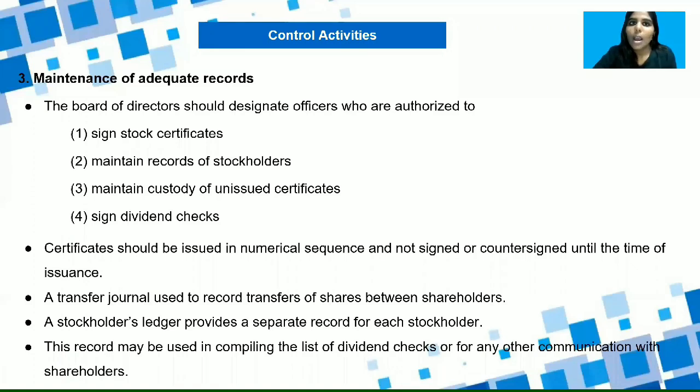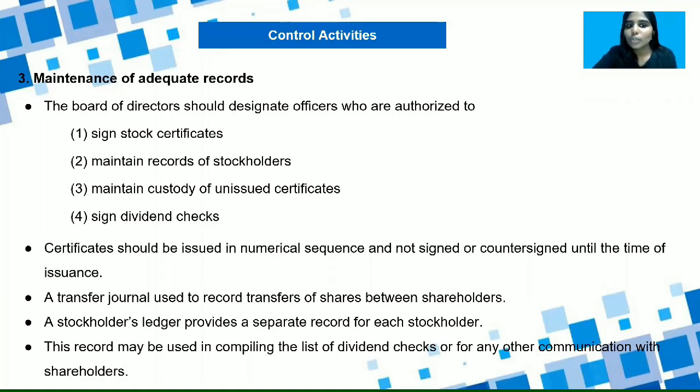So the third control activity involved is maintenance of adequate records. So the board of directors should designate officers who are authorized to sign stock certificates, maintain records of stockholders, maintain custody of unissued certificates, and sign dividend checks. The certificate should be issued in numerical sequence and not signed or countersigned until the time of issuance.